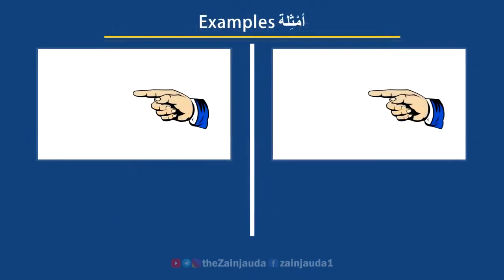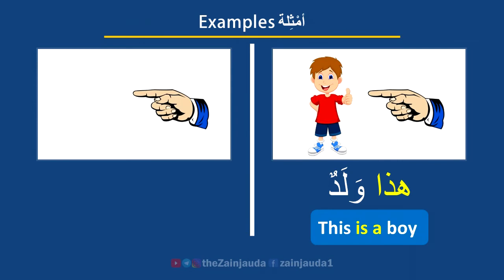Let's have some examples. Hada waladun. It means this is a boy. Please pay attention to the application of the 2 points we introduced at the beginning of this lesson. The first is that tanween al-dam is used to refer to an indefinite noun. So a boy in Arabic is simply waladun. The second important point is that there is no helping verb in Arabic. So we don't have something like hada is waladun. No, simply we say hada waladun.